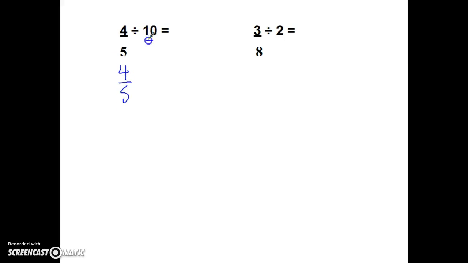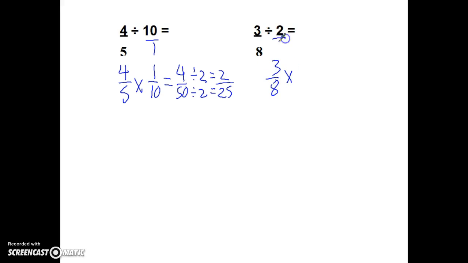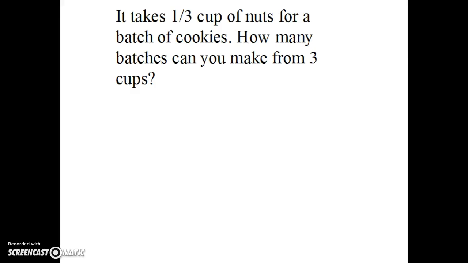Keep, change, flip. So I got 4 over 50. I can divide them both by 2 because they're even. And now I'm at 2/25. Keep, change, flip, 3/16. And I'm done.